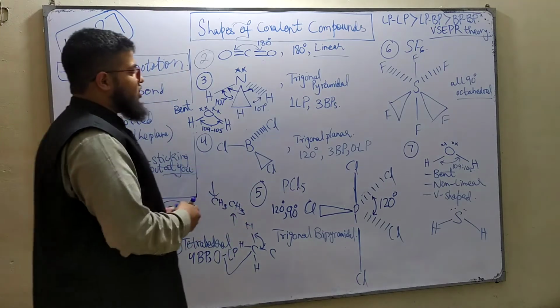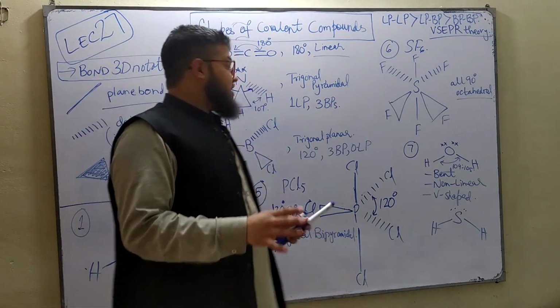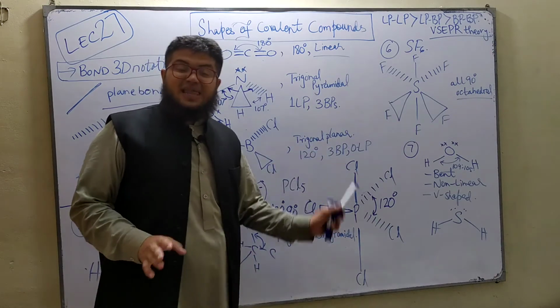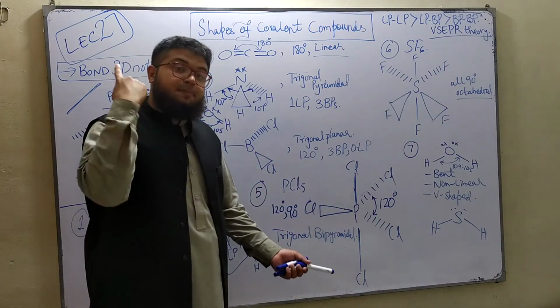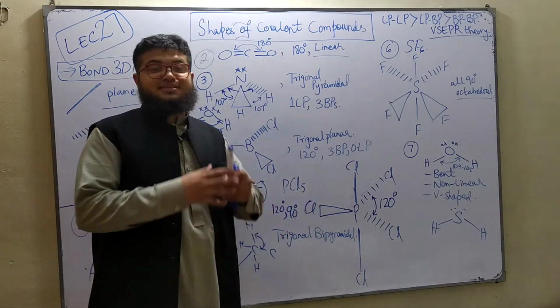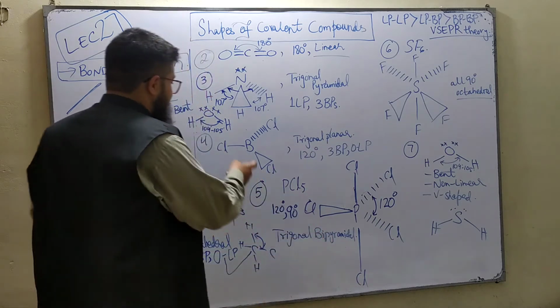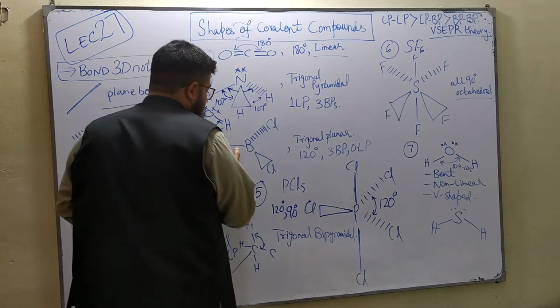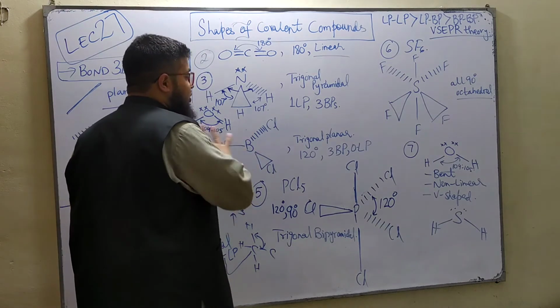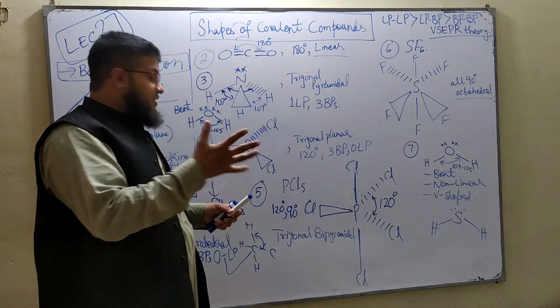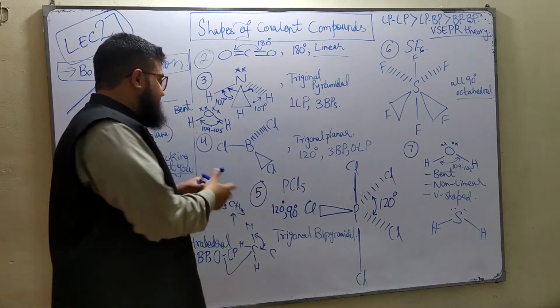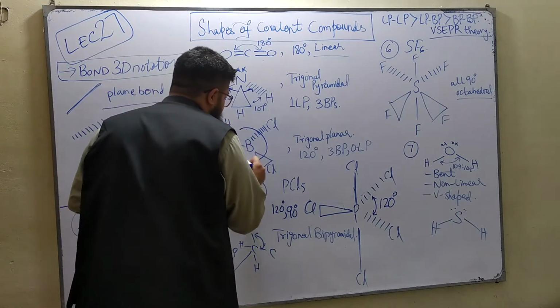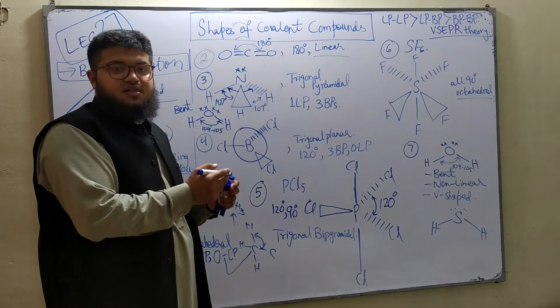Then coming to the fourth one. The fourth one is very easy. It's called trigonal planar. Planar means within a single plane. So three angles which are within the same plane. If they are within the same plane and there are three angles, what does that mean? This means that if you join all the three angles, they'll form a circle, right?